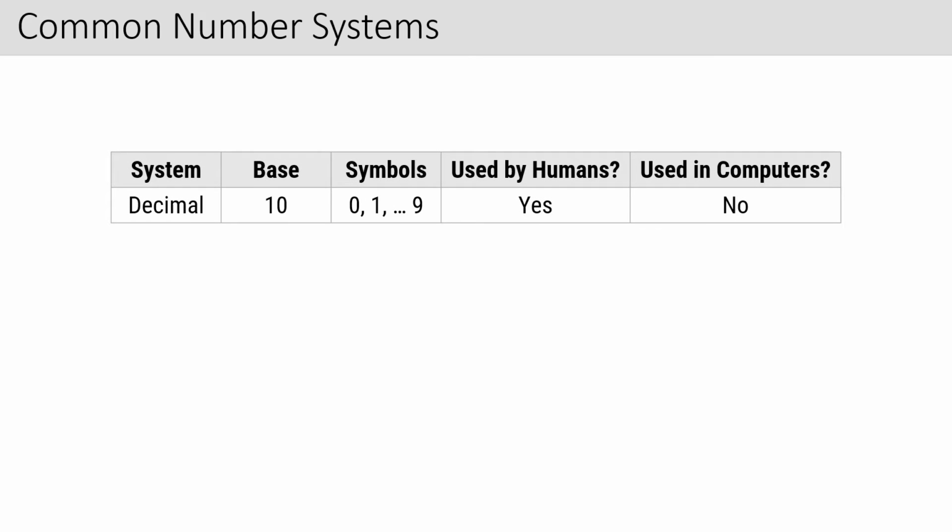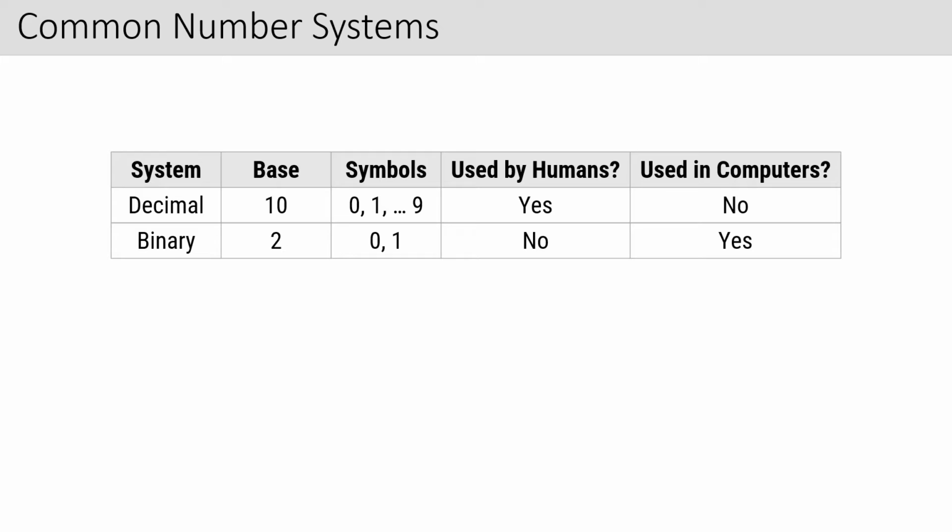Now, the common number systems that are used, first, is the decimal number system. The base of the decimal number system is 10. The symbols used to represent decimal numbers are 0 to 9. That means to represent a decimal number, you can use any number formed by the digits 0 to 9. The decimal number system is used by humans, but it is not used in computers.